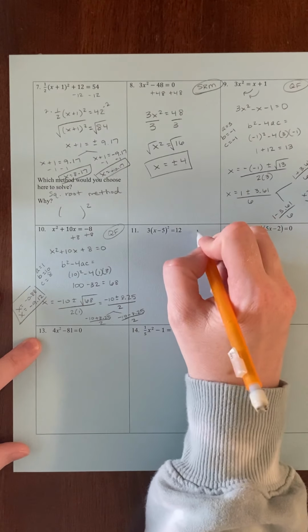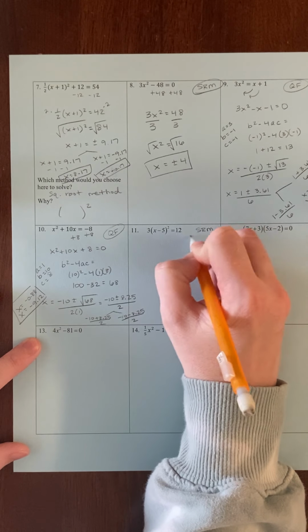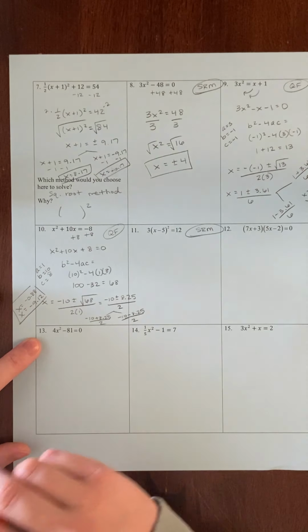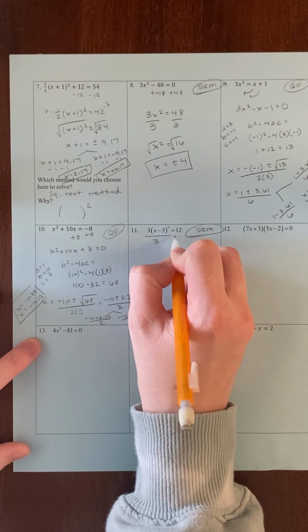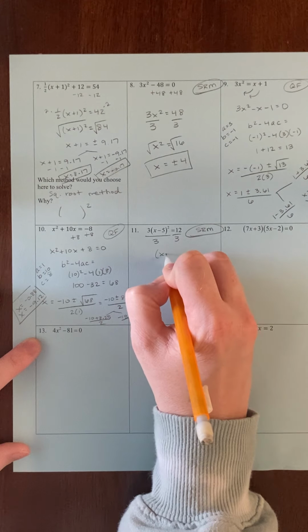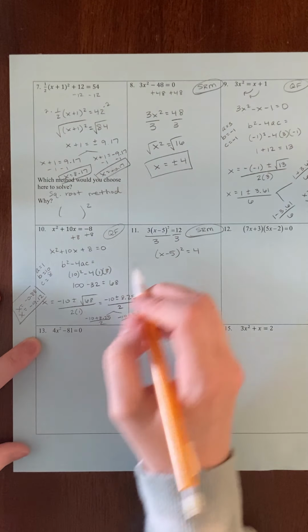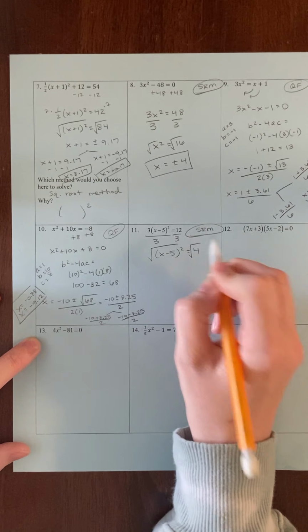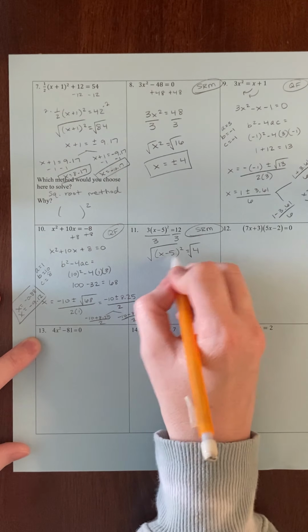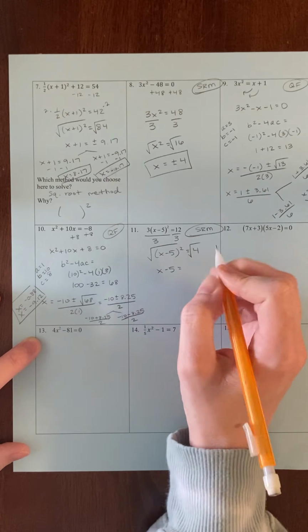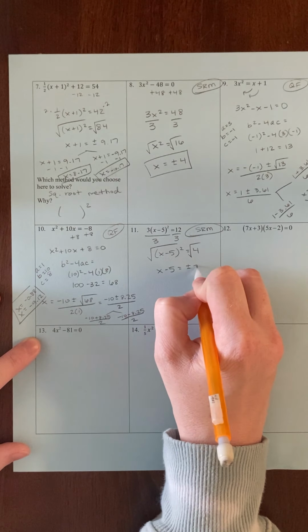For number 11, I'm going to use square root method because just like the one up above on number 7, this has that set of parentheses squared. So I'm going to isolate that by dividing both sides by 3. x minus 5 squared is equal to 4. I'm going to take the square root of both sides. x minus 5 squared, taking the square root of that, gives me x minus 5. The square root of 4 is positive or negative 2.